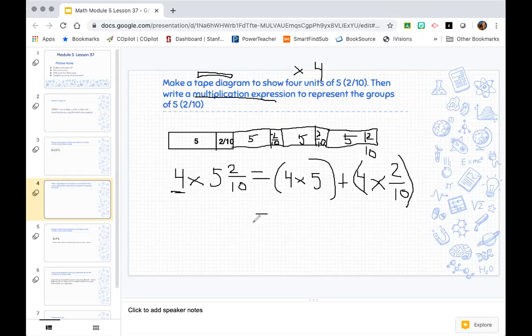And then we can now solve. 4 times 5 is 20. And then plus 4 times 2/10.